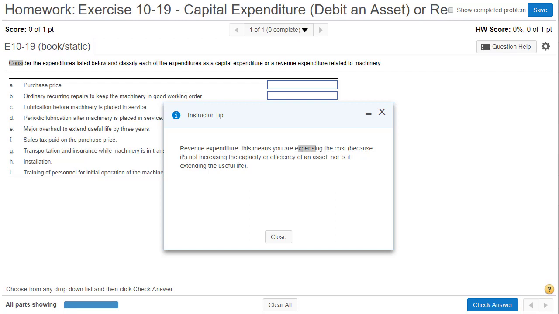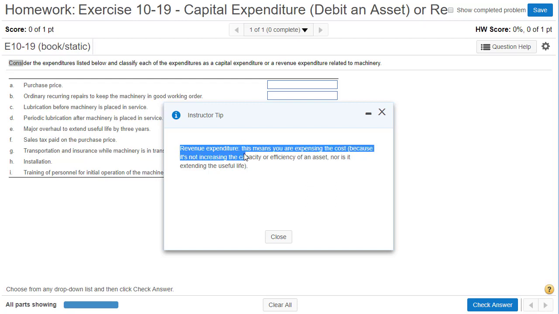Exercise 10-19. We get to decide if a transaction is going to be a capital expenditure or if we're going to expense it. So here's my instructor tip. This problem uses the phrase revenue expenditure. All that means is you're going to take a cost and expense it. You're going to record it as an expense instead of recording it as an asset.